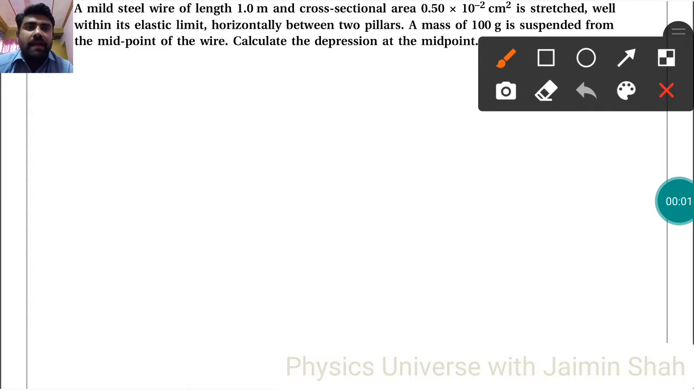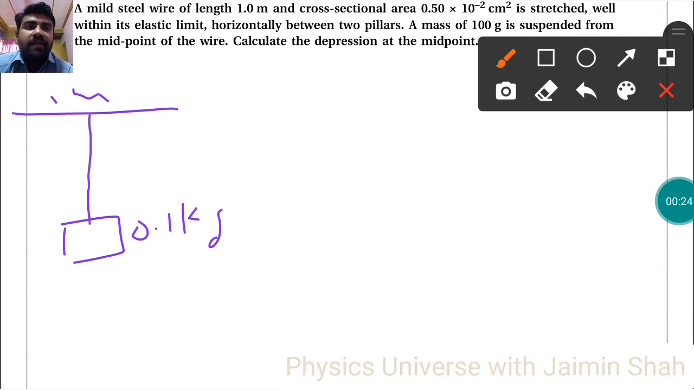Now the question: a mild steel wire of length 1 meter and given cross-sectional area is stretched well within its elastic limit horizontally between two pillars. A mass of 100 gram, that is 0.1 kilogram, is suspended from the midpoint of the wire. Calculate the depression at the midpoint.